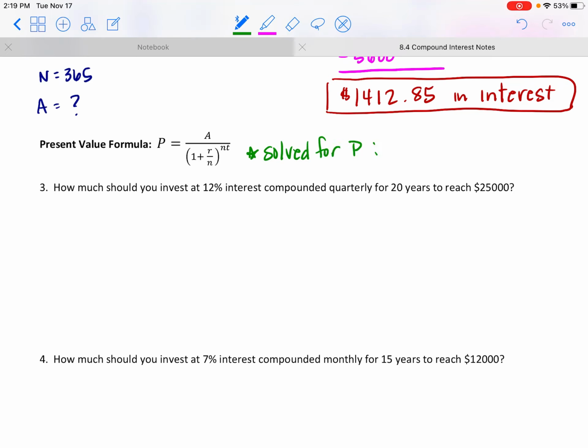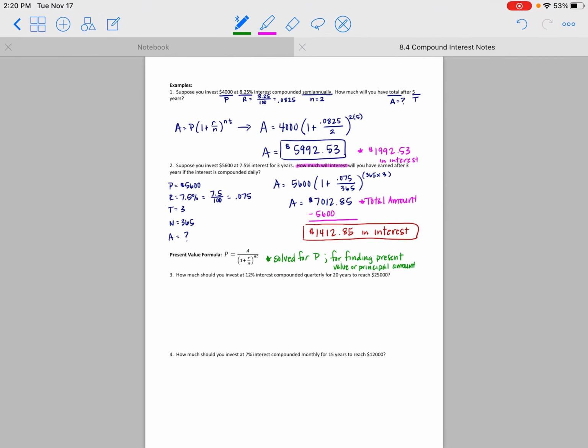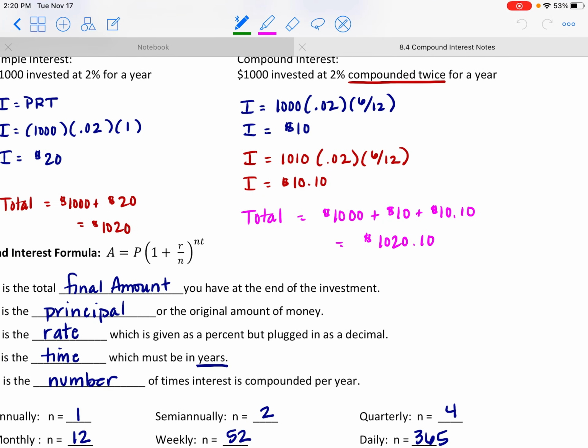Okay, this one is solved for P, or in terms of P, and it is for finding the present value, or principal amount. We call it the present value, but it's the principal amount. And the other version that we had on the front here is solved for A, and this one is for finding the final amount.